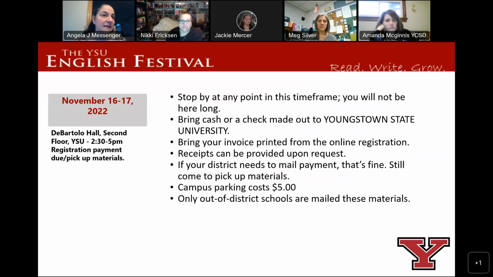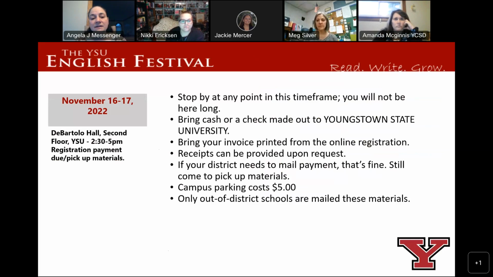We will work with any school in the situation where the check cannot be provided as something that they're allowed to take, and it needs to be a purchase order. That's fine. We'll work with you. Or if the check has to be mailed in and it's not allowed to be given to an employee like that, also fine.